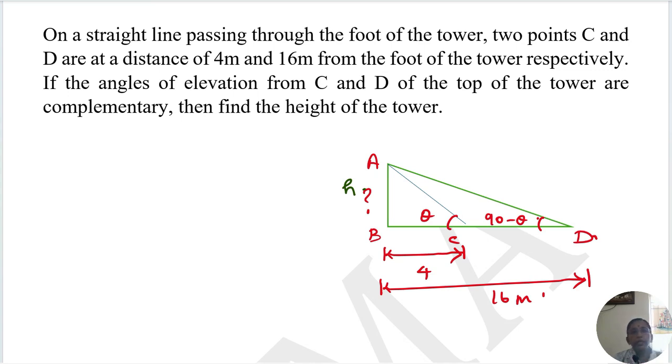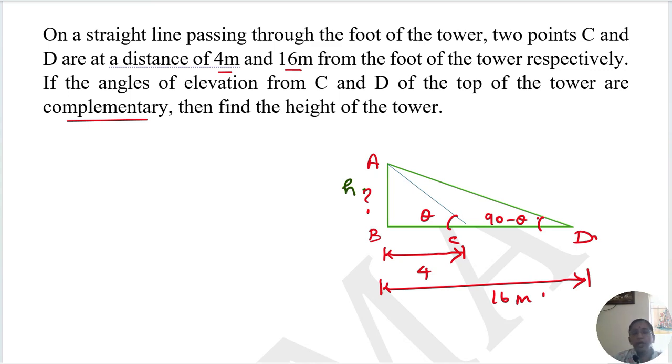On a straight line passing through the foot of the tower, 2 points C and D are at a distance of 4 meter and 16 meter from the foot of the tower respectively. If the angles of elevation from the points C and D of the top of the tower are complementary, in the sense theta and another angle is 90 minus theta, find the height of the tower.